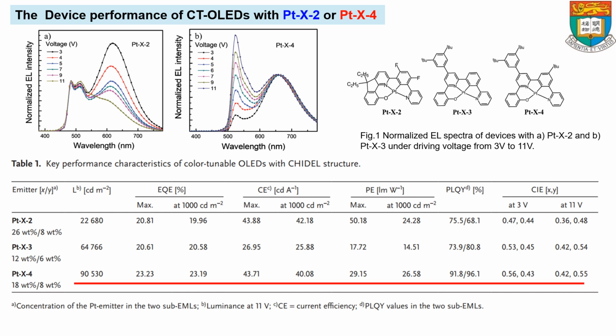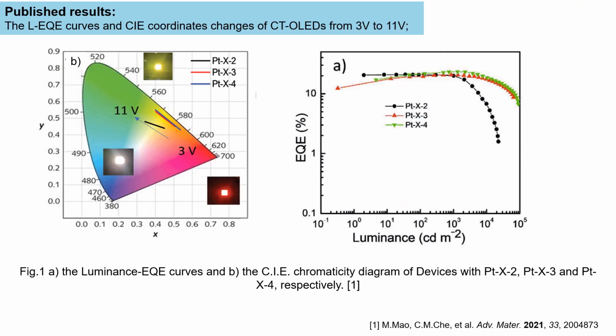Here I want to draw your attention to the device of PTX4. We find a higher EQE max of 23.23% and wider color tuning range are successfully achieved. Here are the published results for these three devices. In Figure A, the CIE changes with the increasing voltage for these three devices. Figure B shows the low roll-off and high efficiency of these three devices.